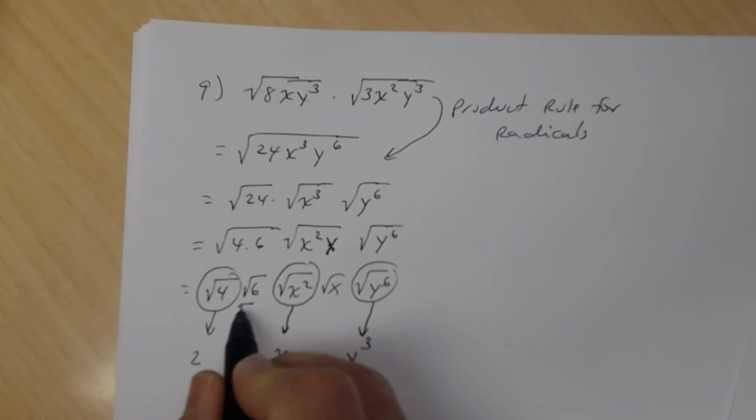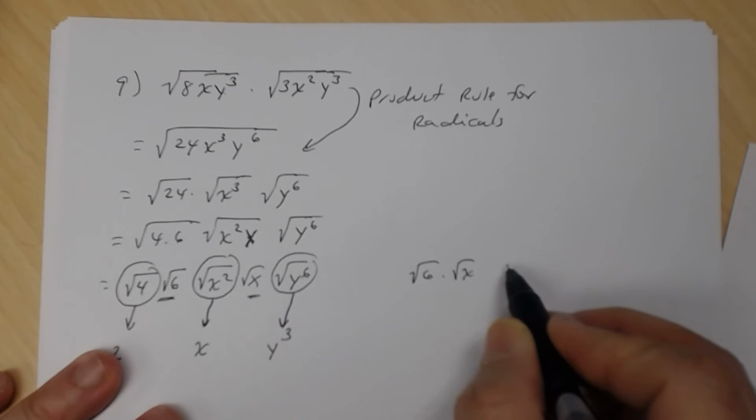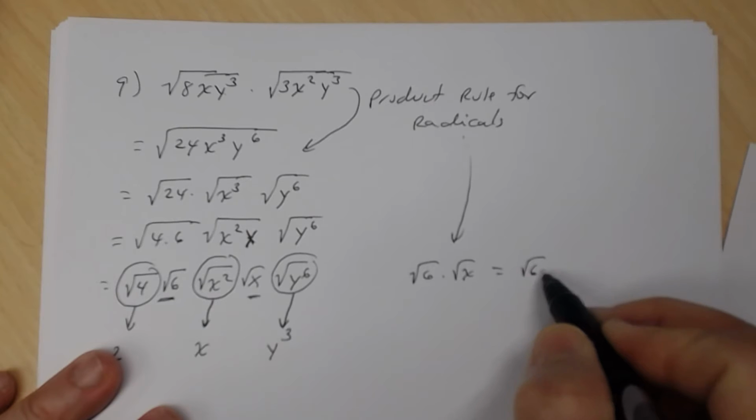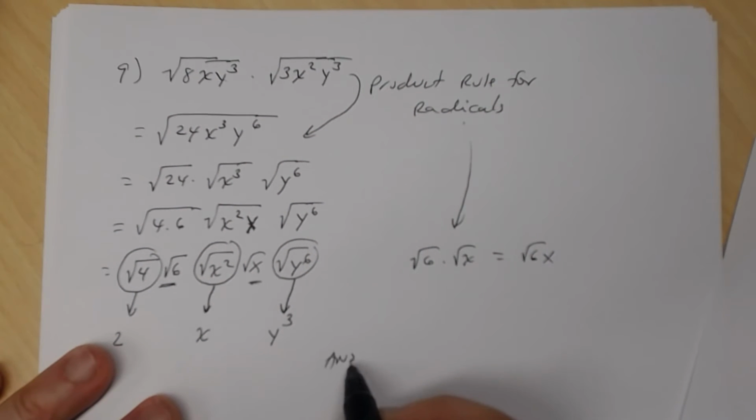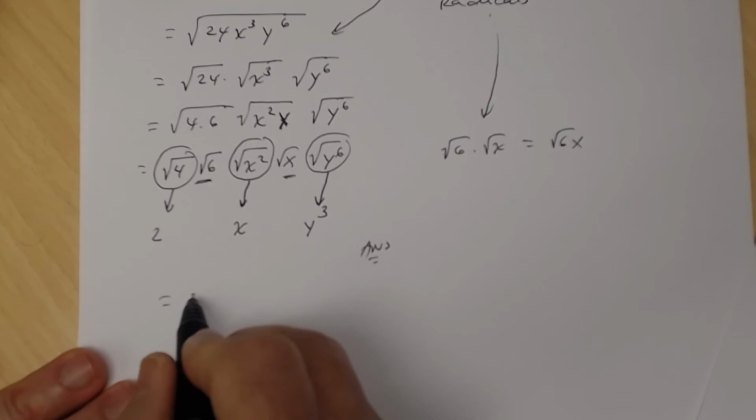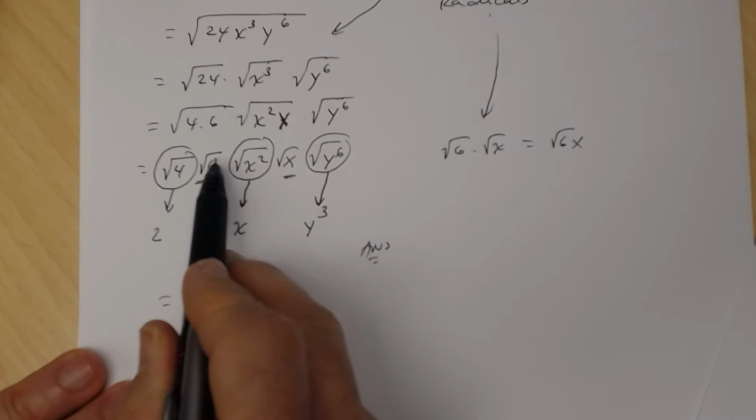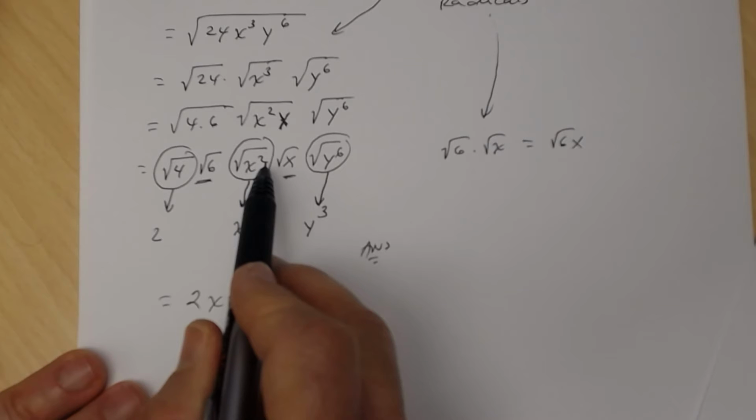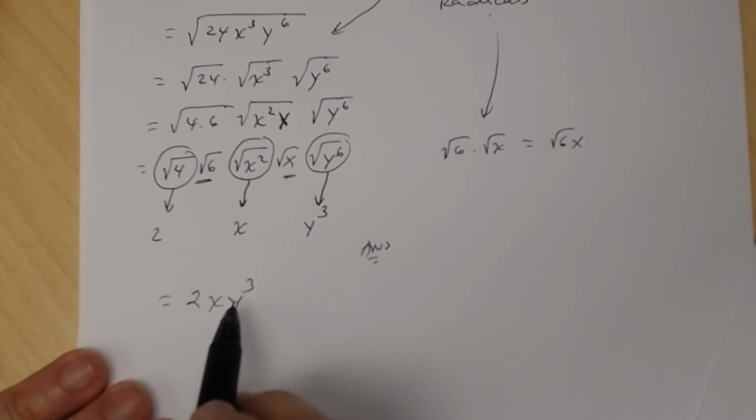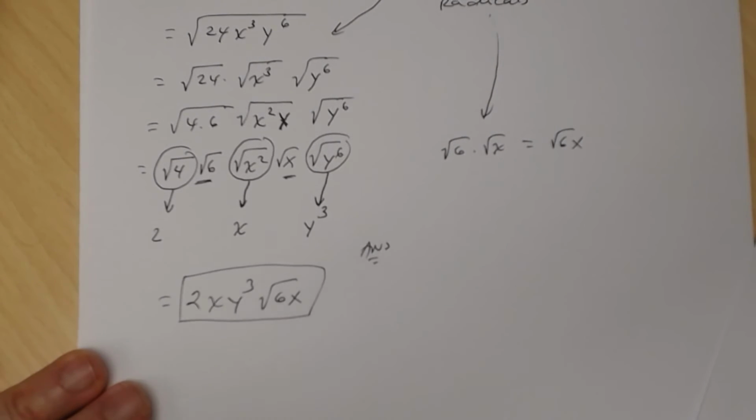Now you see this right here? You're going to use the fact that the square root of 6 times the square root of x, using the product rule for radicals, is the square root of 6x. So in our answer, that's going to equal 2xy cubed. Remember, that's a product because all these are products: square root of 4 times the square root of 6 times the square root of x squared times the square root of x times the square root of y to the 6. So I get 2xy cubed times the square root of 6x. And so that's your answer.